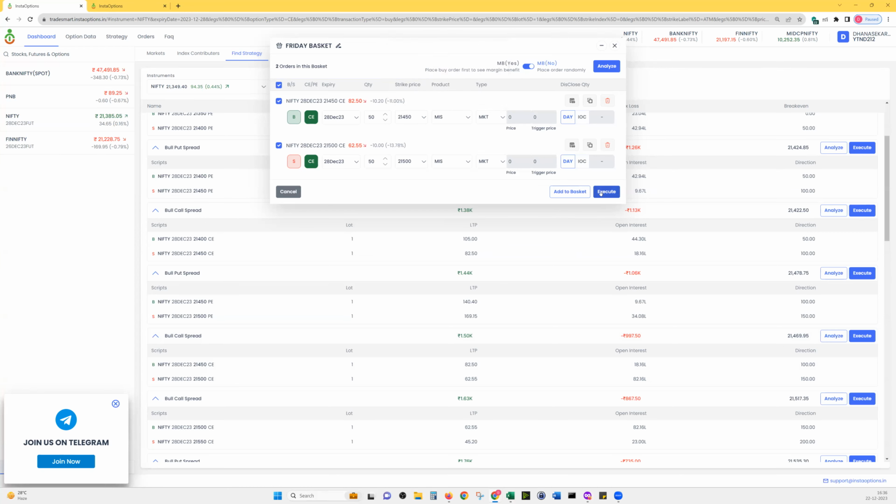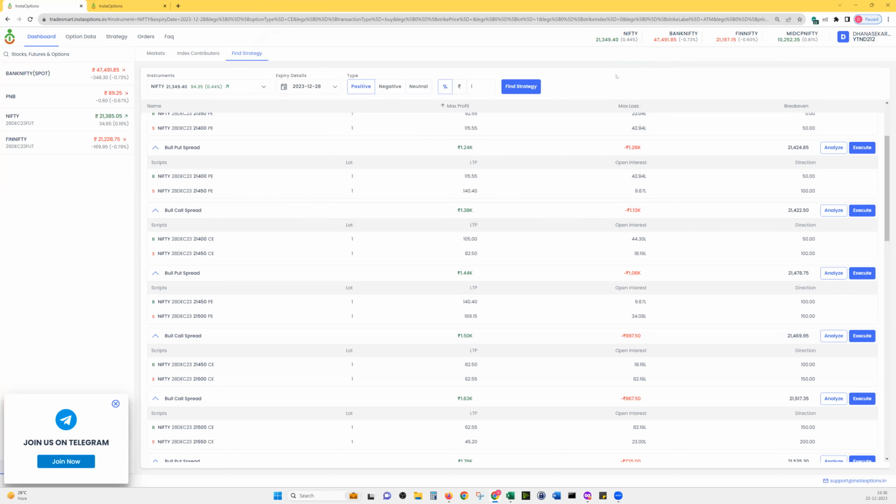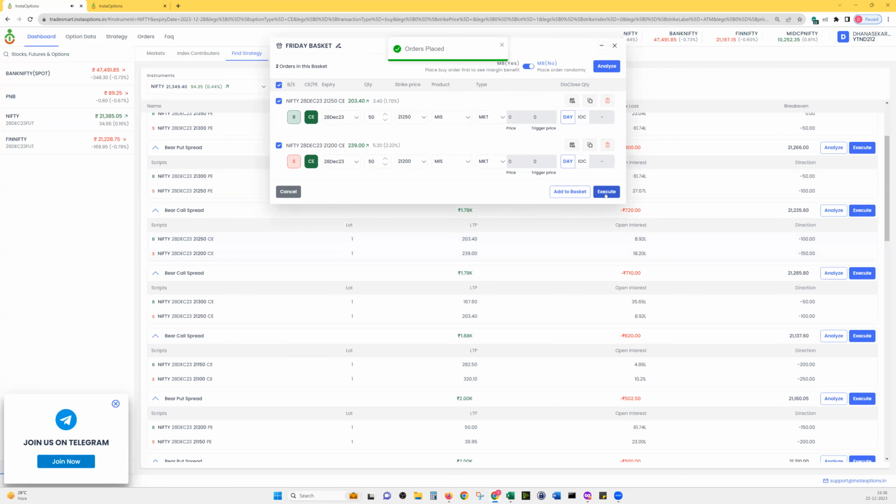Now it will be placed in the broker terminal. It's simple, right? You just come over here to the dashboard and click on find a strategy. If you have a negative view, click on negative view in the market, find a strategy. Then you see 700 rupees risking, 1,700 rupees you're going to get. Execute it. Once again, execute the order. That's it, done. The order is executed in your broker terminal.